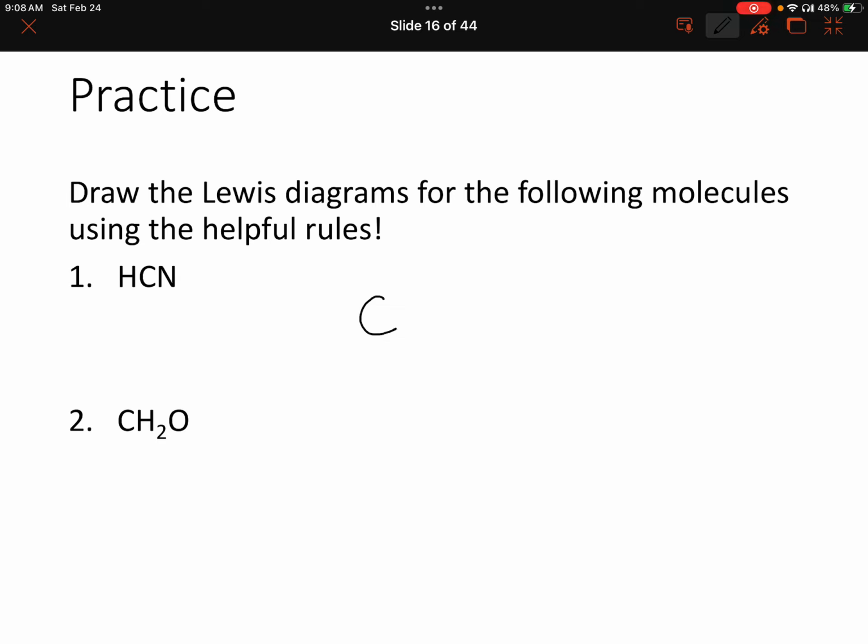And then we'll surround carbon with hydrogen and nitrogen. Now let's tally up the total number of valence electrons. So hydrogen has 1 valence electron. Carbon has 4. How many valence electrons does nitrogen have?